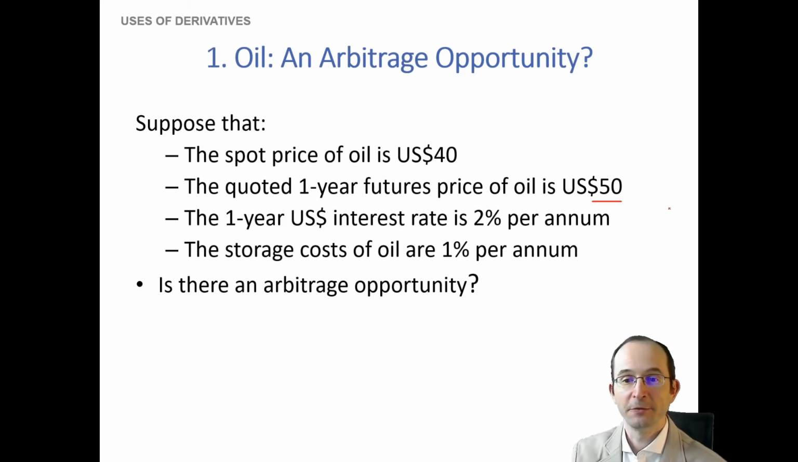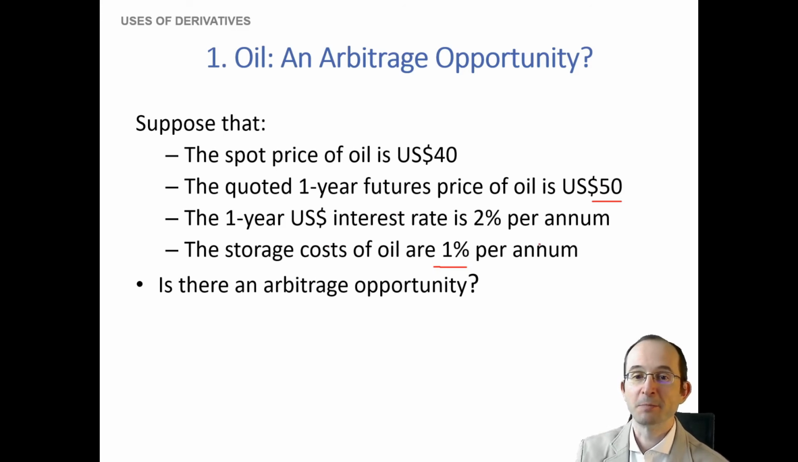We're going to want to sell the future. We're going to borrow some money. We're going to buy the underlying asset. We're going to hang on to it. And then eventually we're going to fulfill our obligation according to the futures contract to sell that barrel for $50. And that's where the storage cost comes in. You can see that if we're going to hold on to this barrel, we're going to have to actually pay that 1% storage cost.